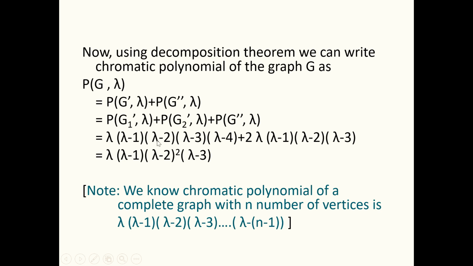Now here from this polynomial you can easily see that for lambda is equal to 3, this polynomial value will be 0. So the chromatic number of the given graph is 3.